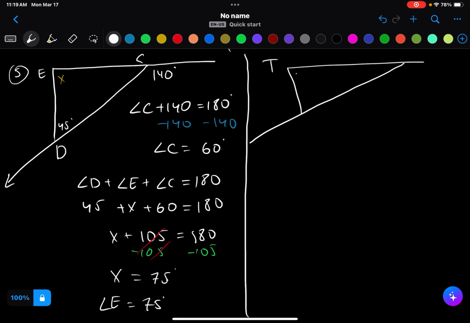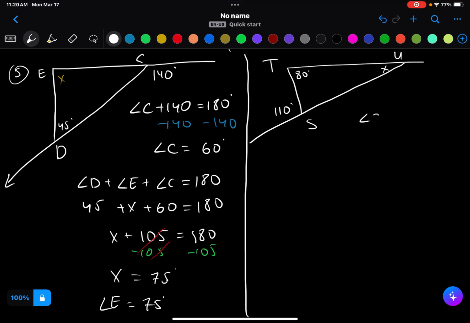So angle T here is 80 degrees. Angle U, they're not telling us, and it's our missing one, that's X. And angle S, again, they're not telling us, but they're telling us that the exterior angle right next to angle S is 110 degrees. You're going to do the exact same thing. You're going to find out what angle S is using the supplementary pair, these two.